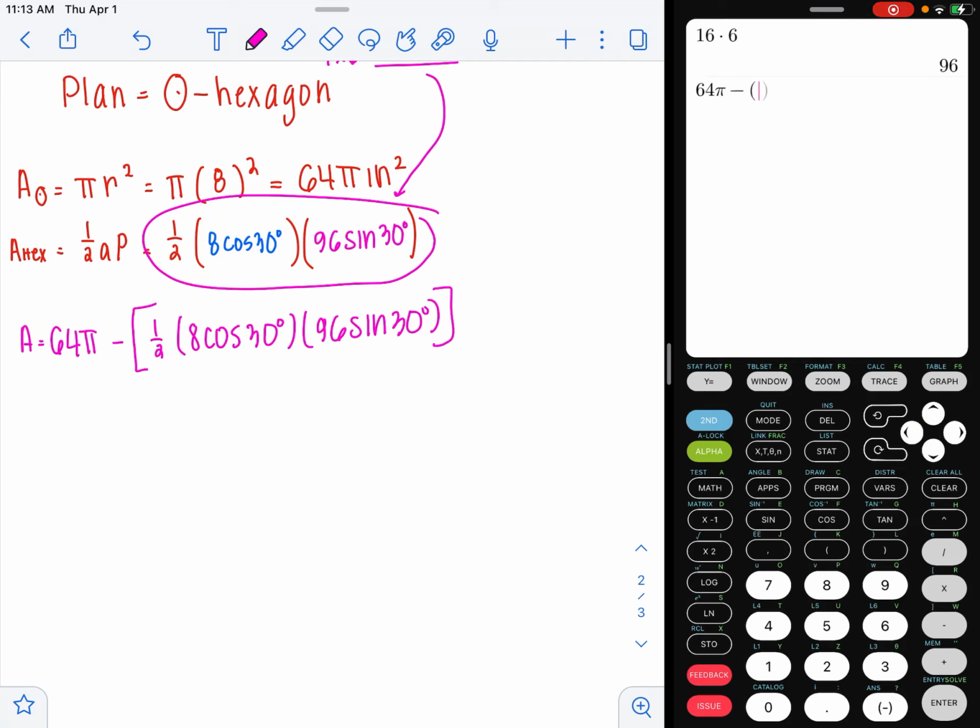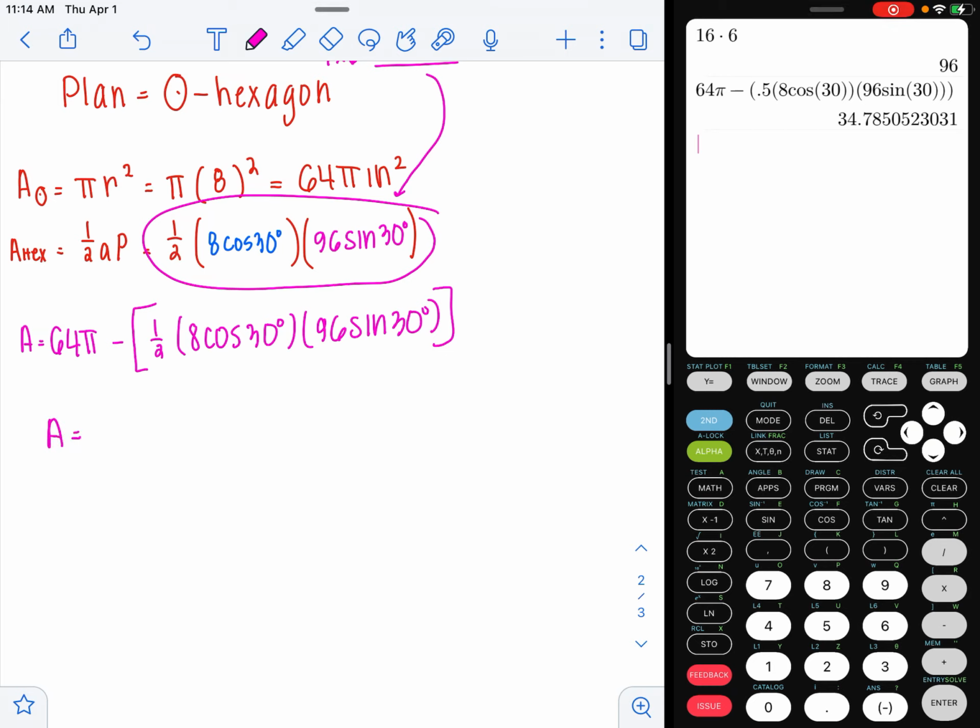minus, now the bracket's just a parentheses, so I'm going to do that, 0.5, parentheses, 8 cosine of 30 degrees, close the parentheses, but don't close the third one because we're not closing the bracket yet. Open a new parentheses, 96 sine of 30 degrees, close the parentheses, and then now I can close the last parentheses also. What just happened? And hit enter. It just disappeared. I got scared. And there is my answer.